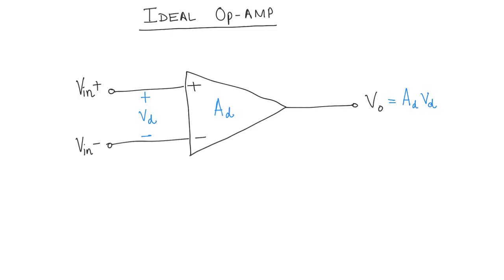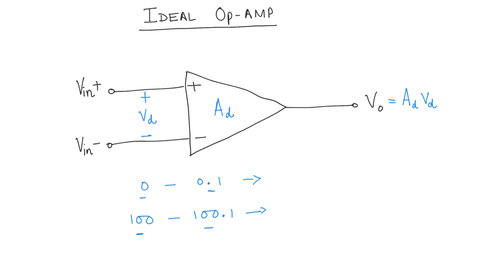So the only thing that matters for deciding the output is the difference of the voltages between the non-inverting and the inverting inputs. Whether the voltages are 0 and 0.1 volts, or 100 and 100.1 volts, in the ideal case the output would be the same for both inputs. Why? Because the difference here is 0.1 and the difference here is also 0.1.